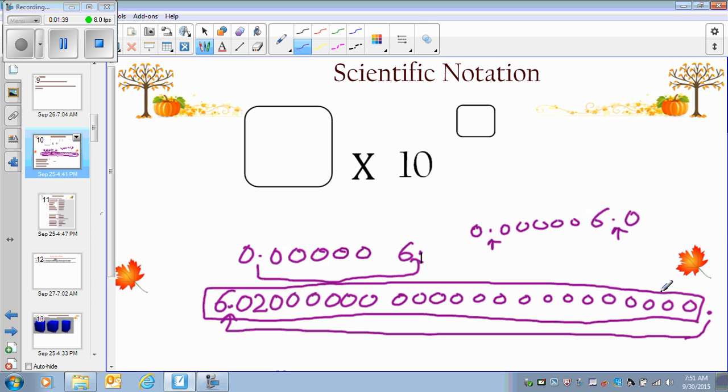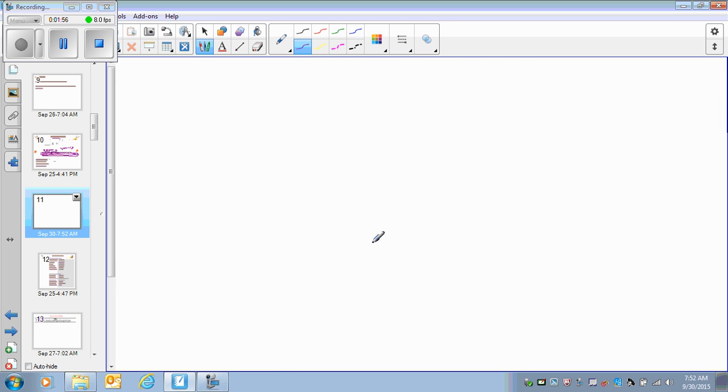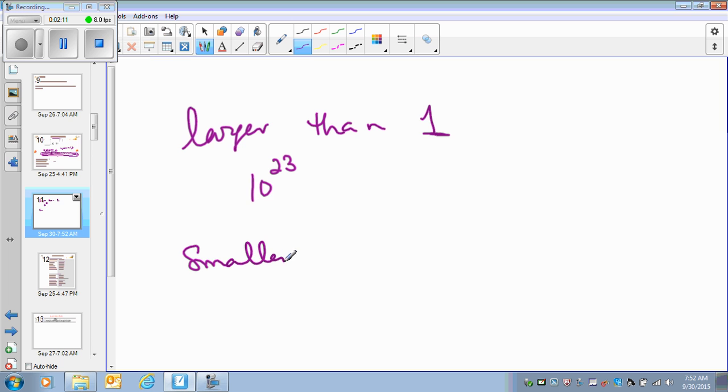Keep that in mind. So again, going back to the scientific notation, the rule is that you need to move your decimal point, no matter where it is, to a place where there is only one digit in front of it. If your number is larger than 1, then your exponent will be positive. If your number is smaller than 1, then your exponent is going to be negative.